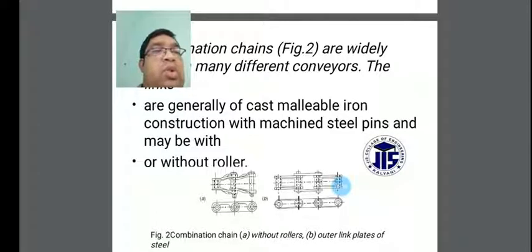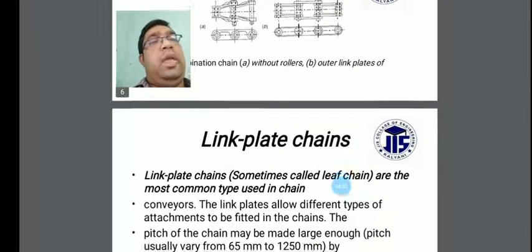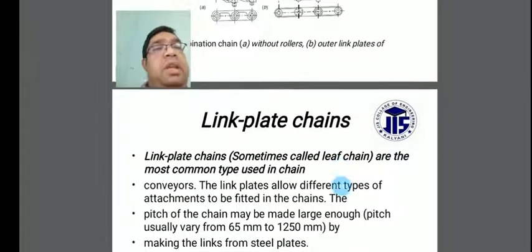There are two kinds: the first is without rollers, and the second has outer link plates of steel. The version without rollers is mounted on bucket type conveyors, and also used in rope conveyors.